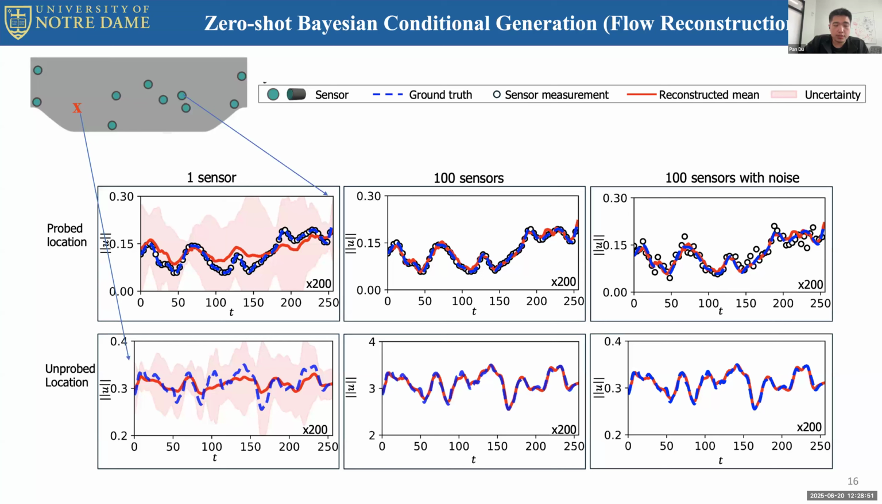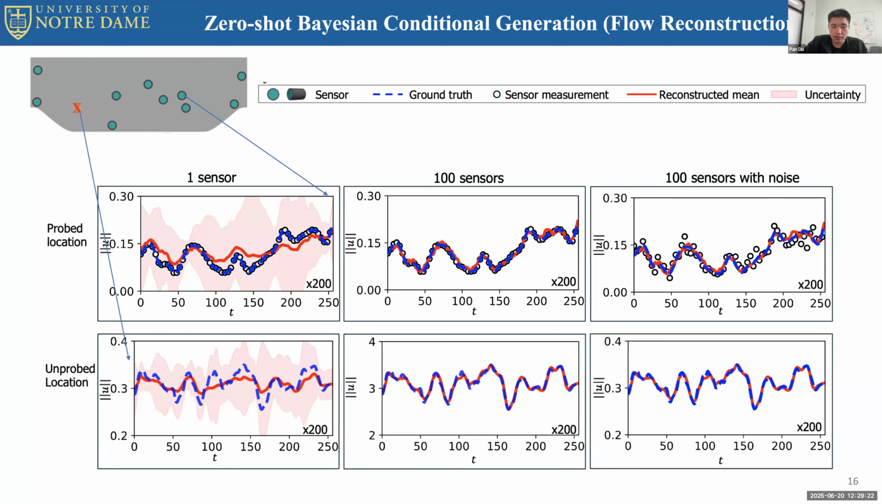So if you look at the first column, the one-sensor conditional generation, because we are using only one sensor measurement, you can see that the generated turbulence flows have a very large uncertainty in terms of the flow magnitude at this specific location, both for the probed and unprobed. And if you increase the conditional information, this will largely reduce this uncertainty.